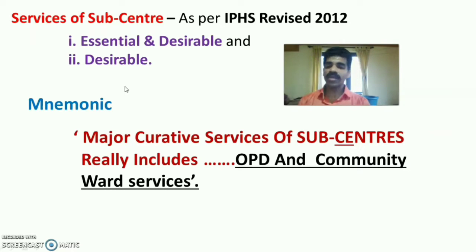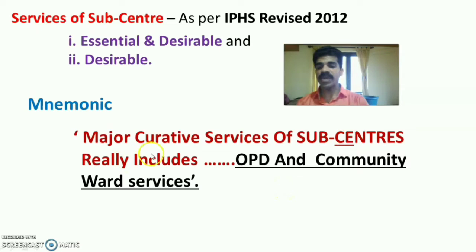I have made a mnemonic with these two parts. The first part of the mnemonic is up to here. It includes both essential and desirable services. And the second part of the mnemonic includes only desirable services. So the mnemonic is: Major curative services of subcenters really includes OPD and community ward services, that is, outpatient services and community ward or field services. Here, subcenter is a capital letter. In that, CE I have made together, so I will expand only one word for CE. So please note that and remember that.